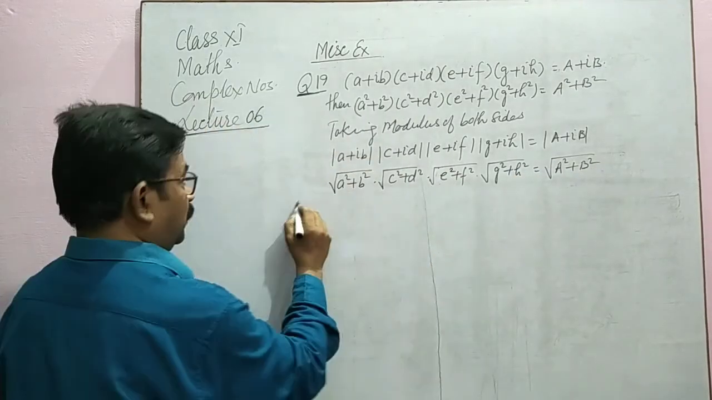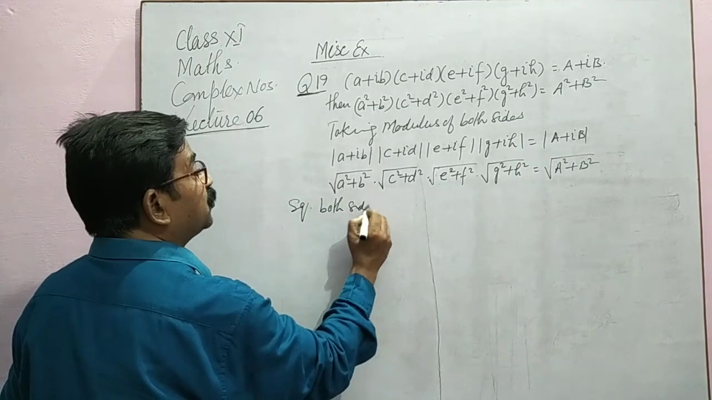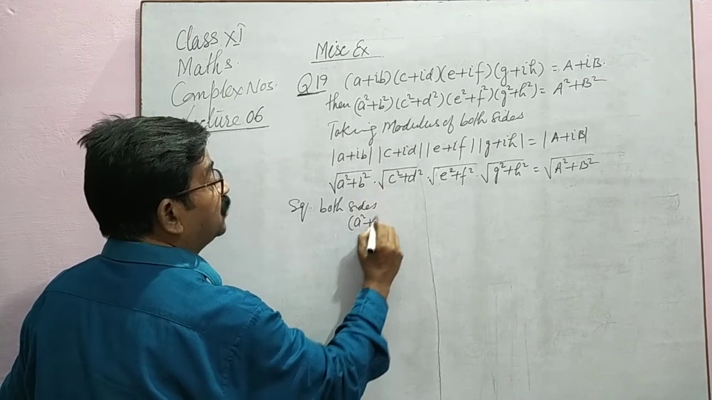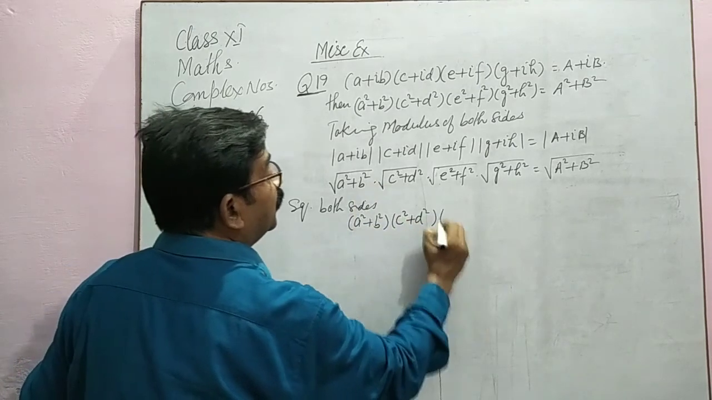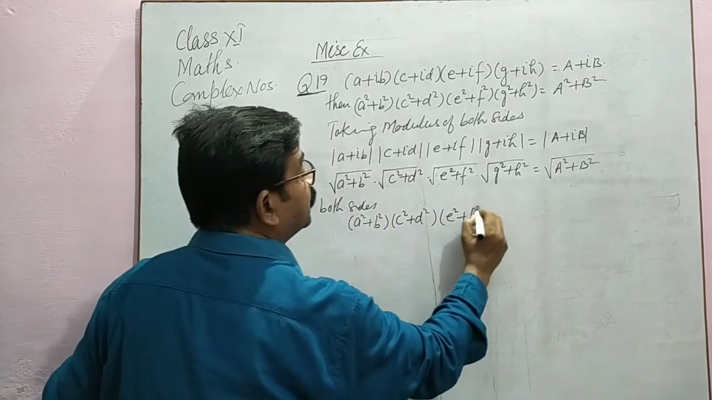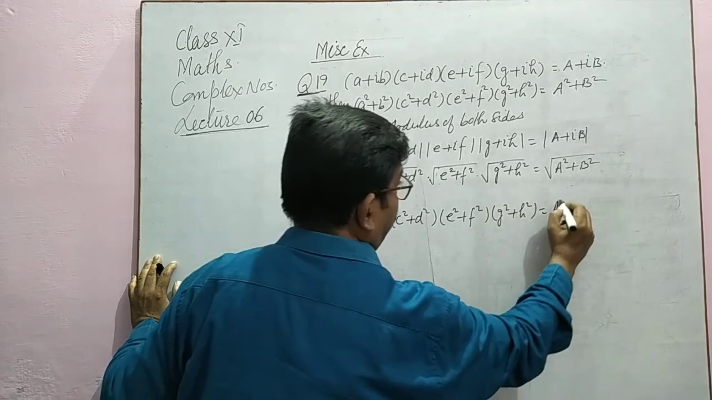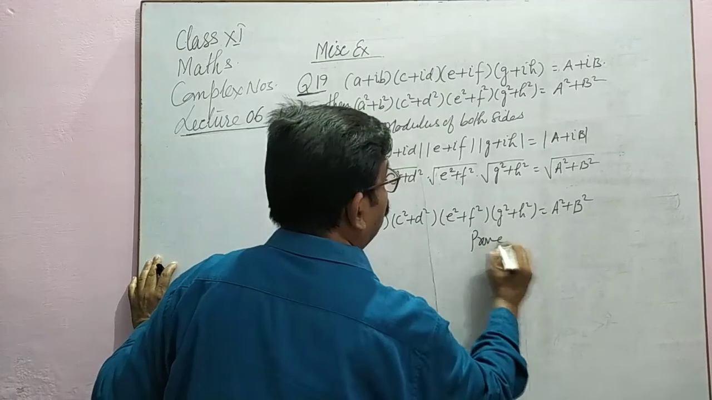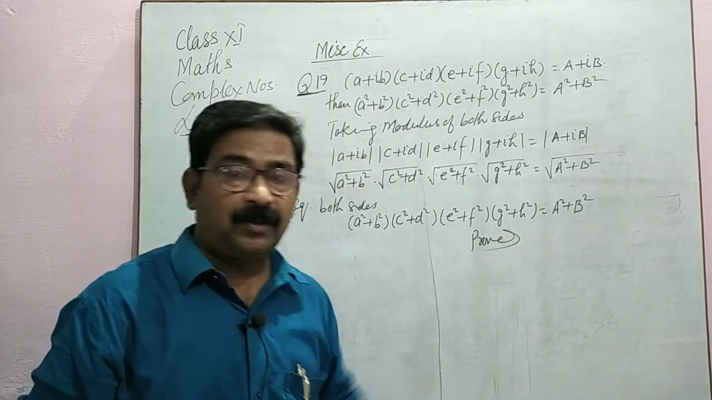Squaring both sides, the roots will be removed. So a square plus b square into c square plus d square into e square plus f square into g square plus h square is equal to A square plus B square. This was to be proved. Got it? You should practice all these questions.